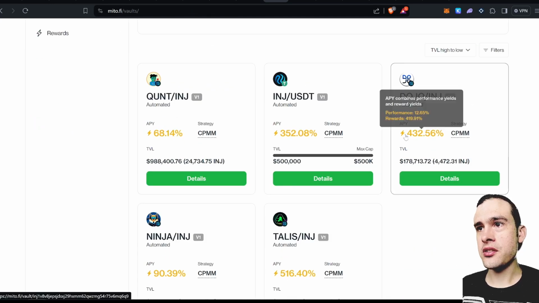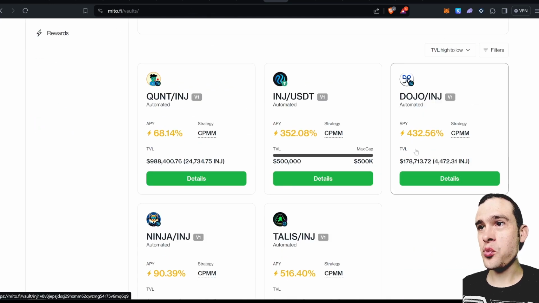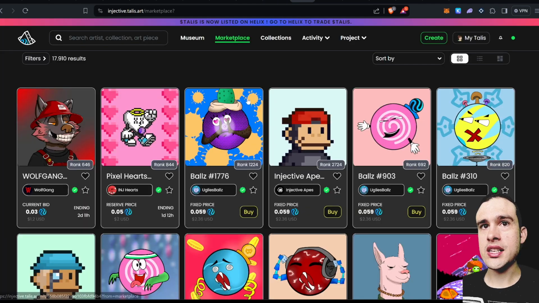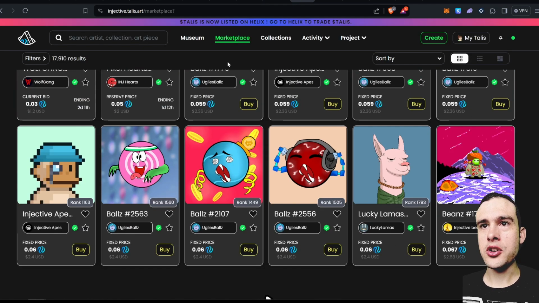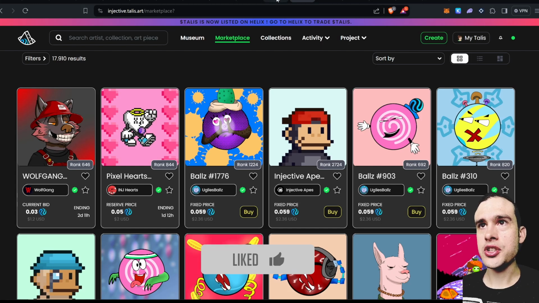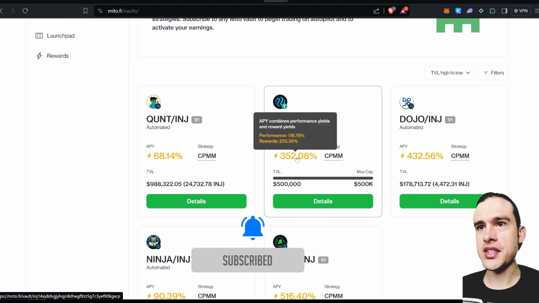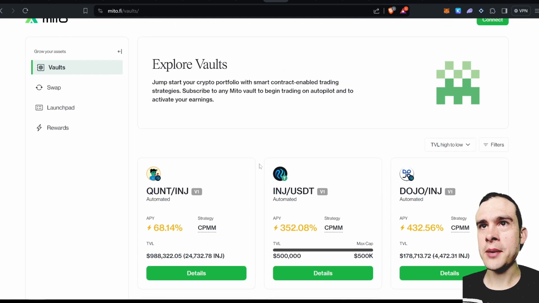So you can actually earn 432% APY in this automated recompounding vault for Dojo INJ. So that's really, really cool. We've got Tellus INJ, which is the NFT platform. This is your OpenSea or Magic Eden equivalent, where you can buy and sell NFTs, which I showed just before. And Injective USDT, which is an impermanent loss pool, but the APY on this is pretty crazy at the moment. And that will come down as more people participate.